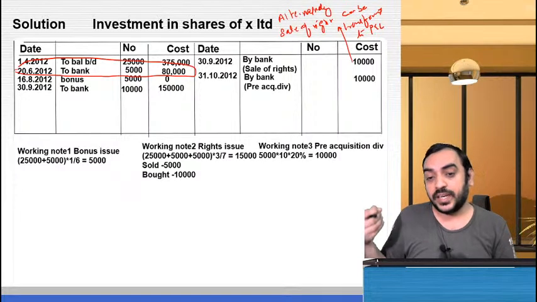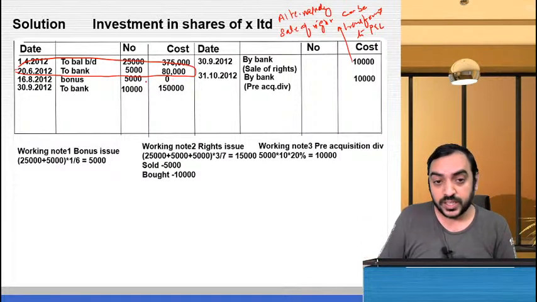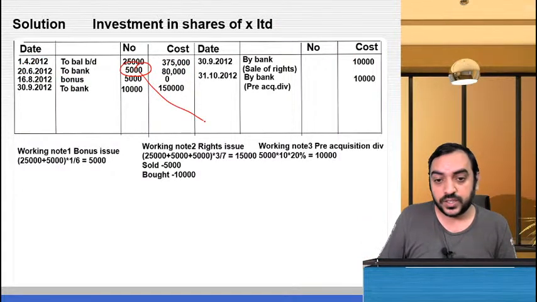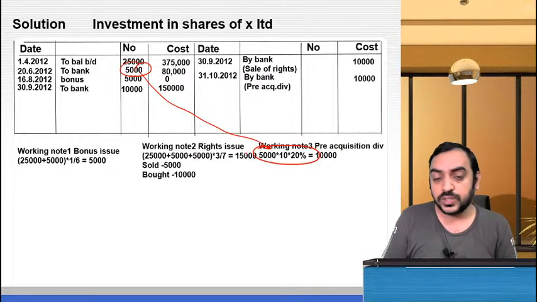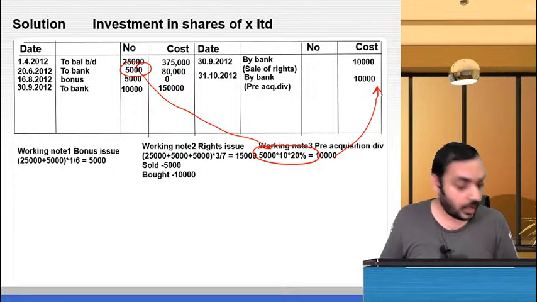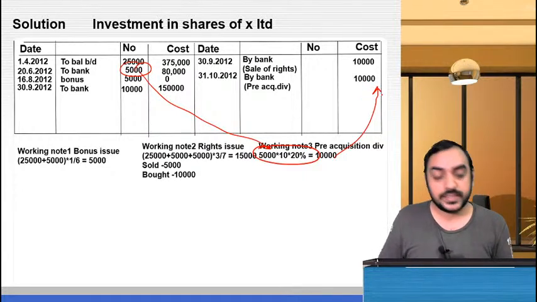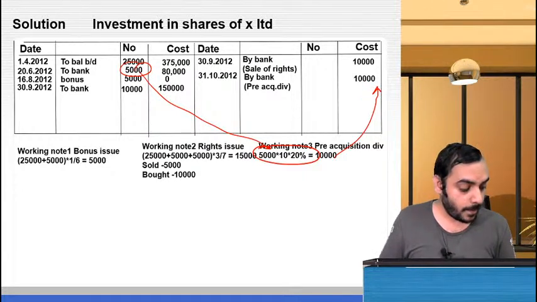So we need to eliminate it. Pre-acquisition dividend on these 5,000 shares acquired. So 5,000 into 10 into 20%, 10,000. That will be adjusted against the cost of the asset. Pre-acquisition dividend.